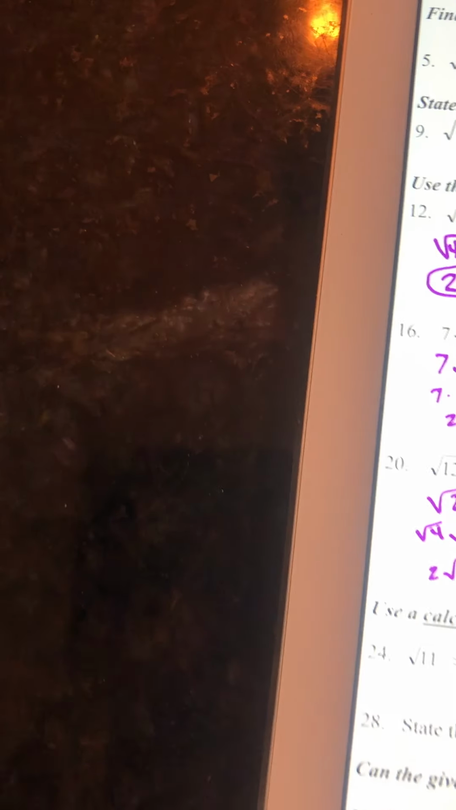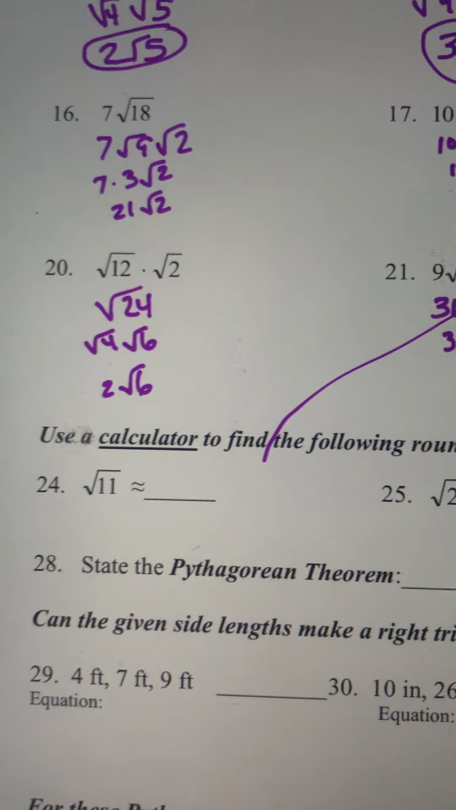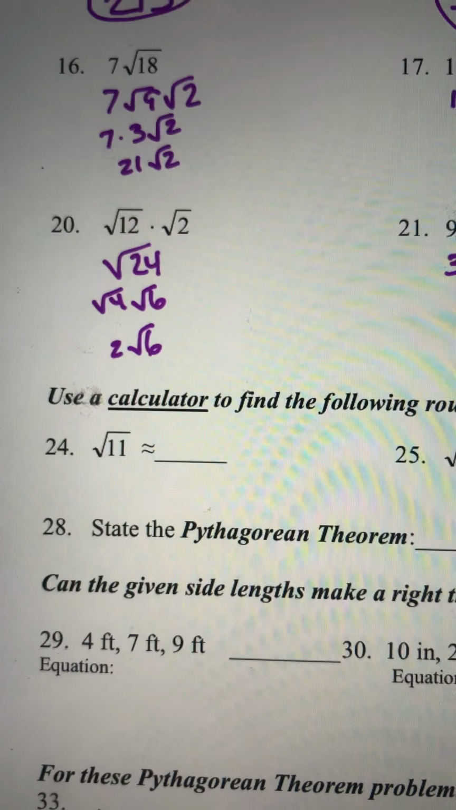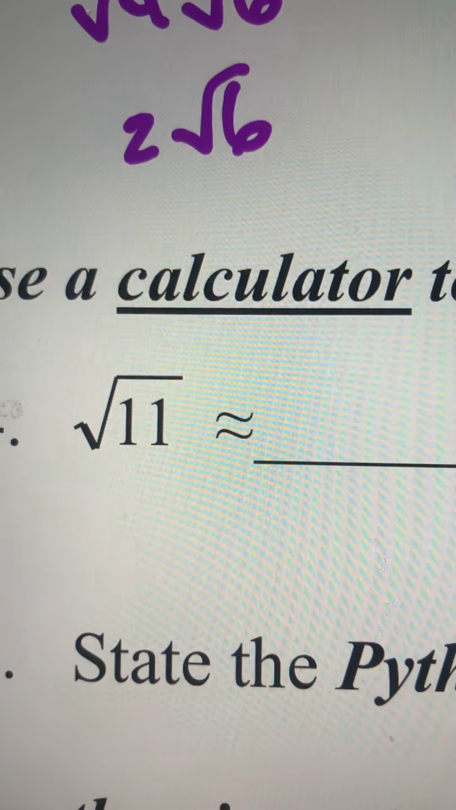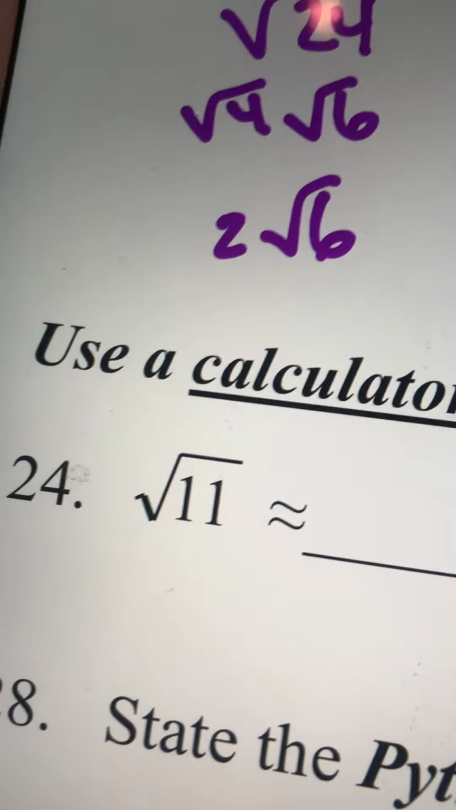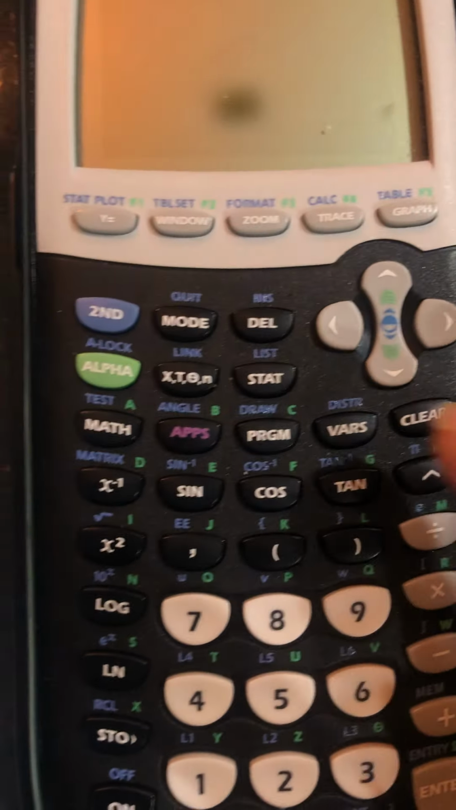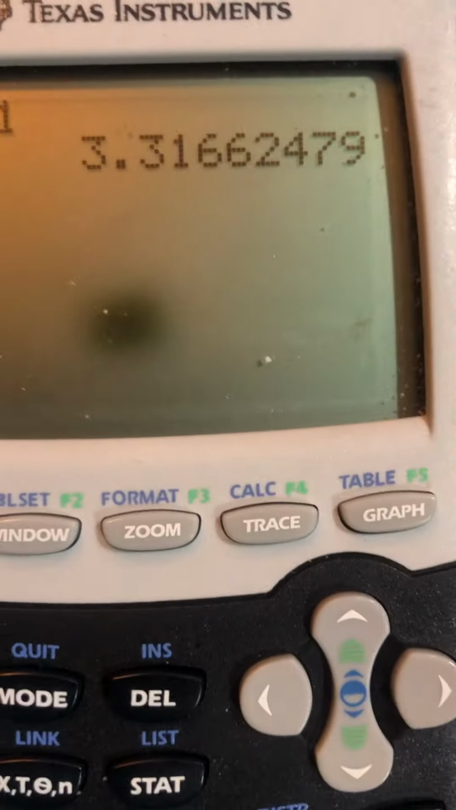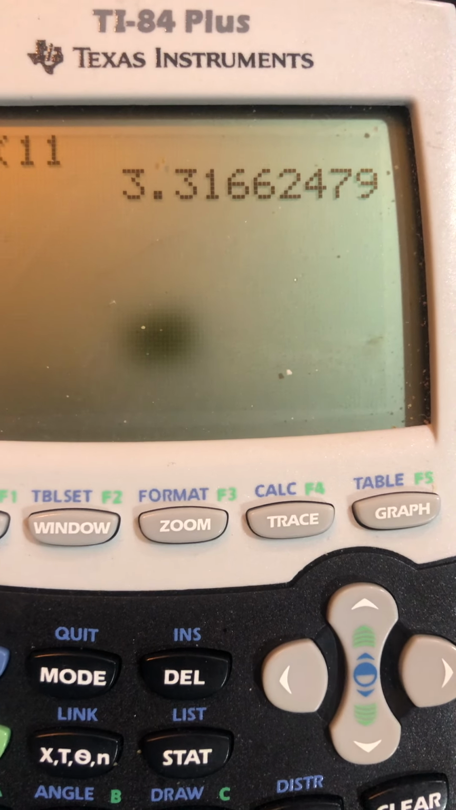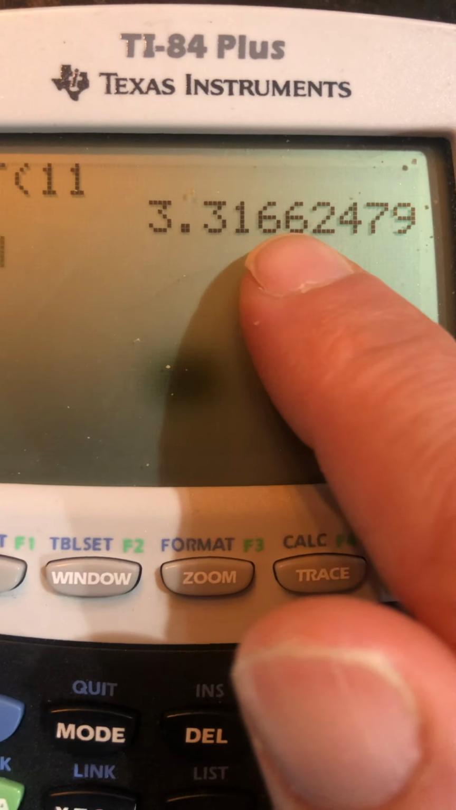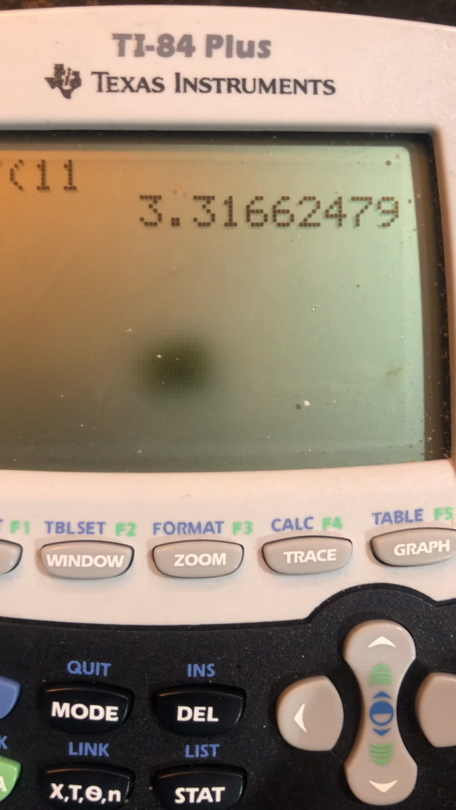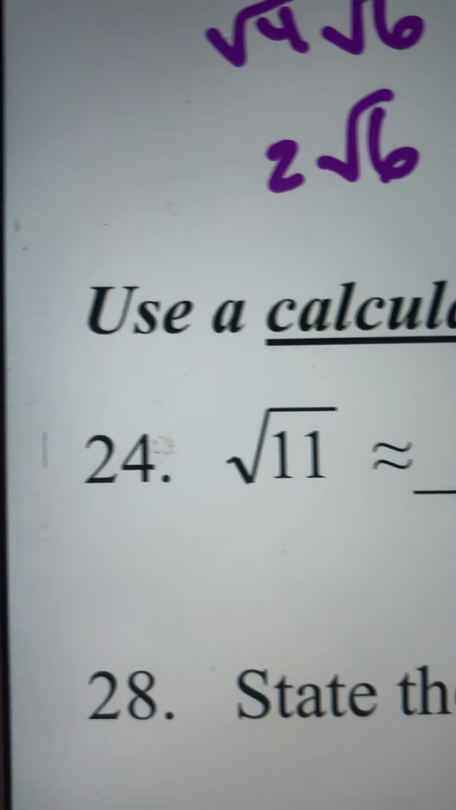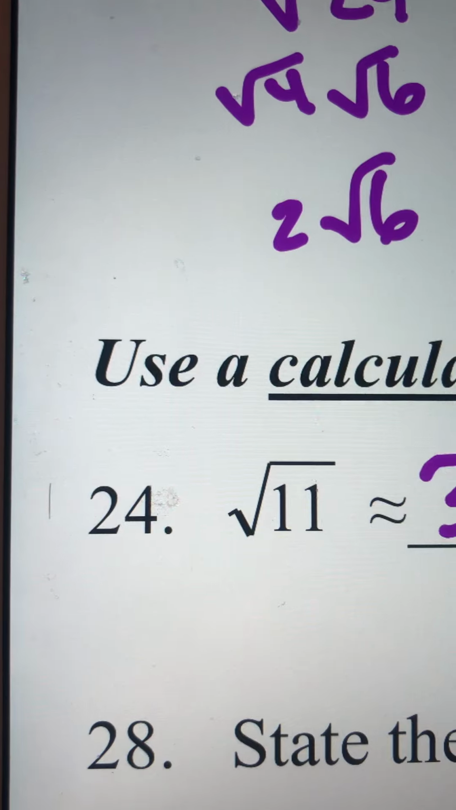Okay, so here we only use a calculator when it says use a calculator. So now it says use a calculator, and you see that squiggly equal, right? So I'm gonna grab my calculator here, sorry. So if I use my calculator, I'm just gonna type in square root of 11, enter, 3.316. I always round to 2 places after the decimal, so the 6 gives the 1 a shove, and so my final answer here is 3.32.